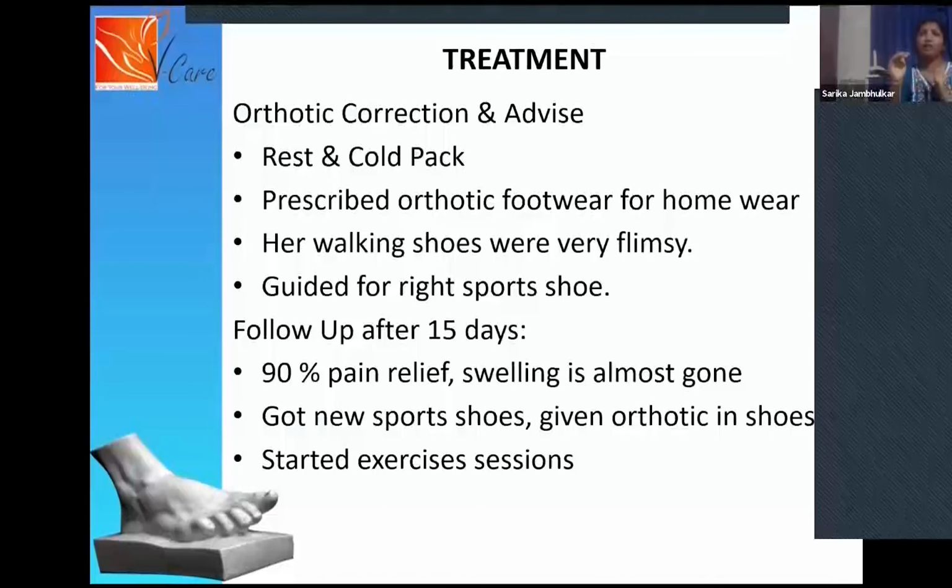It's not like, you know, today you give the insole and tomorrow the patient will be absolutely fine. Some immediate relief can happen, but not in every case will you get a magical result. And at the follow-up, the patient's pain was 90% relieved and the swelling was gone. She got new sport shoes and we put the orthotic in those shoes, and we saw the video with shoes and insoles together. Okay, now the pain is gone in 15 days. So now she is good to go with the exercise program.